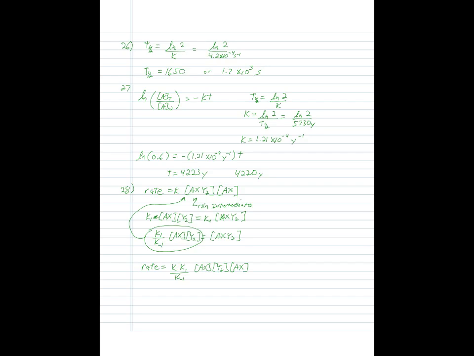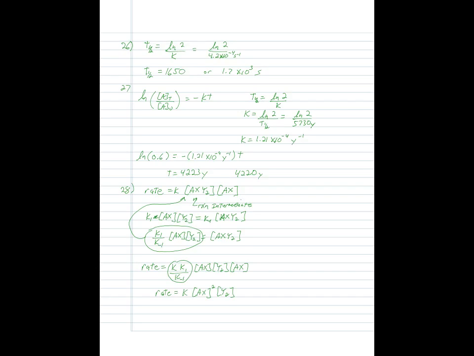We can combine some things here. All of our k's just become another k. And we have an AX and another AX, so that's going to be the concentration of AX squared times the concentration of Y2. It's always a lot to keep track of, but just baby steps, a little bit at a time. Questions on that? Okay.